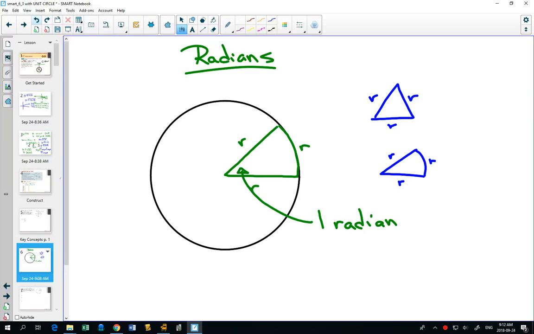Does 1 radian change if I made a bigger or smaller circle? That's the first question. Well, we would hope not, and actually it does not change no matter how big or how small that circle is. But now we want to try and figure out, if I do this once, how many radians would there be in the whole circle?